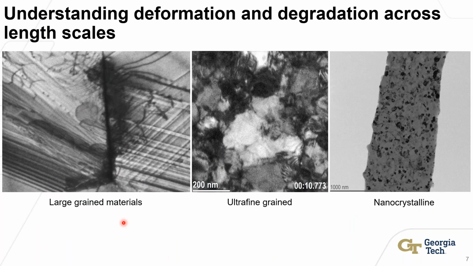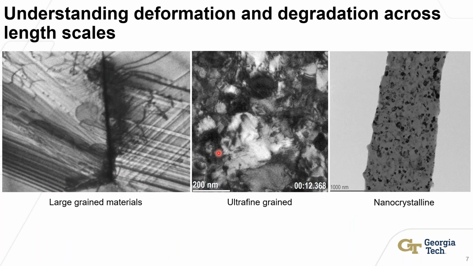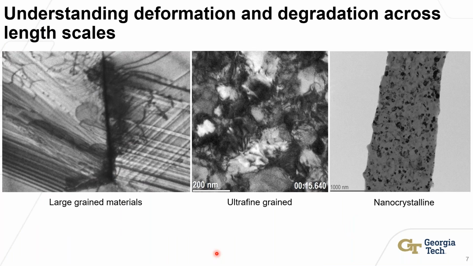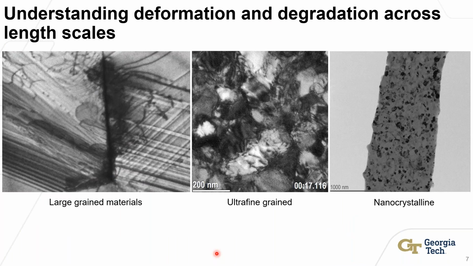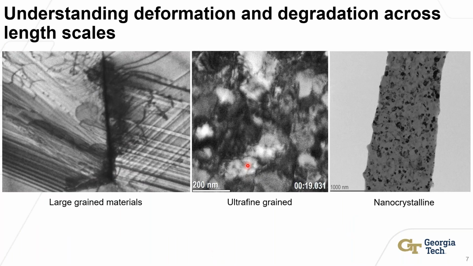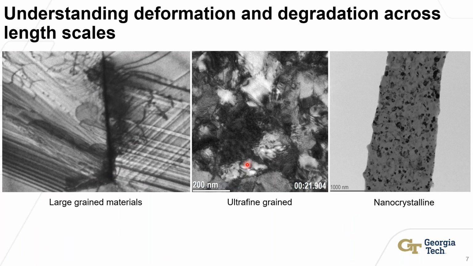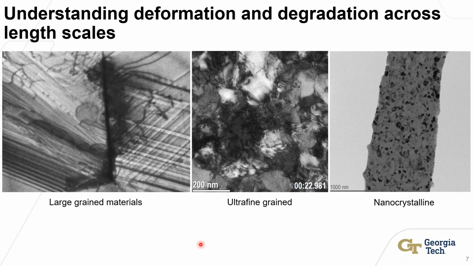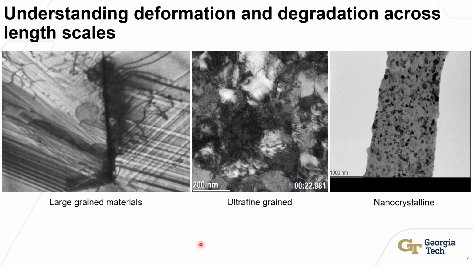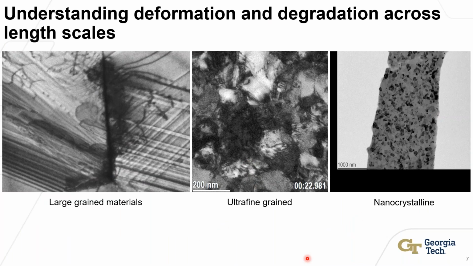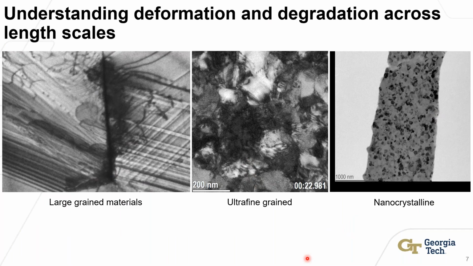As you move down through the length scales, however, so here we have an ultrafine grained gold thin film being deformed in situ in the TEM, we get to much more complex interactions where we still have transgranular dislocation flow, but grain boundary mediated deformation also starts to become very important. When we get down to the true nanocrystalline regime, then we're able to see very little in terms of active deformation mechanisms, right?